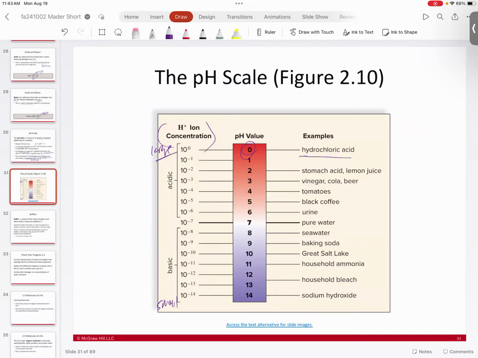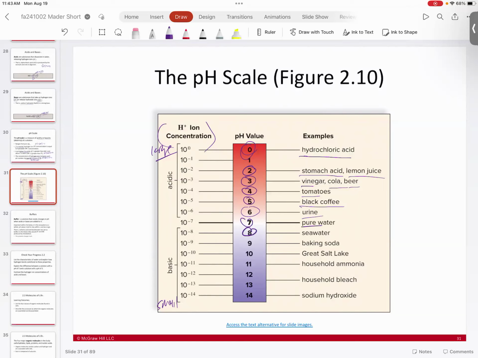So hydrochloric acid, for instance, is down there. As you move up, you've got stomach acid and lemon juice coming in around 2. Vinegar, soft drinks, beer, that's coming in around 3. Tomatoes are coming around 4. Black coffee is coming around 5. Urine is coming around 6. It's a little bit on the acidic side. Pure water is around 7.